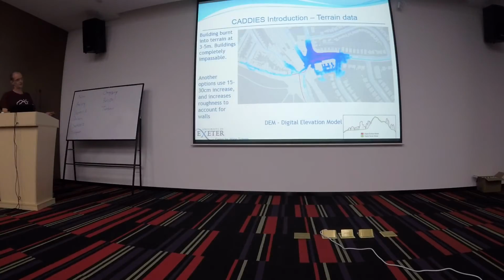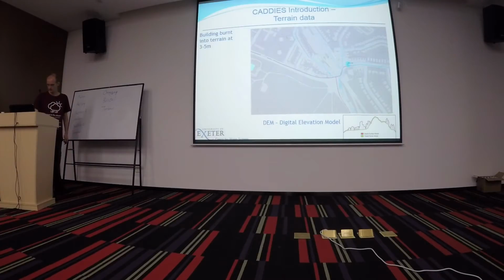So this is what it looks like with the combined DEM. This time we use 3 to 5 meters, so it's making the buildings completely impassable. So we can use 15 to 30 centimeters. And what we actually do is increase the roughness. I'll cover what roughness does later. Just to demonstrate this flood burst.